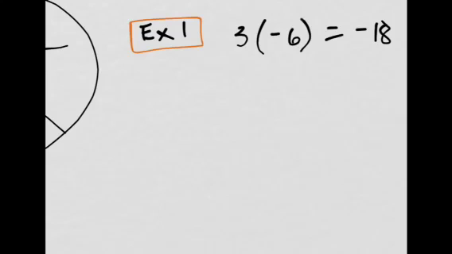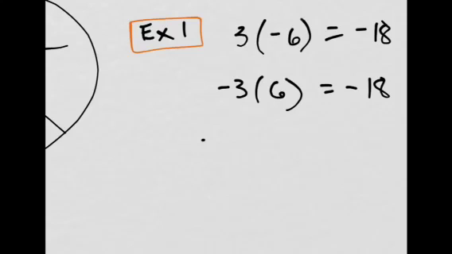It would work the same if you had the negative 3 and the positive 6. That's still negative 18. It works the same if the 3 and the 6 are switched around, just so you remember that.